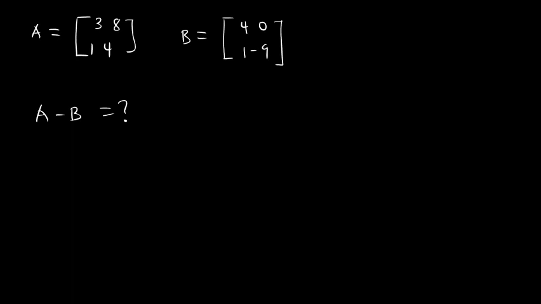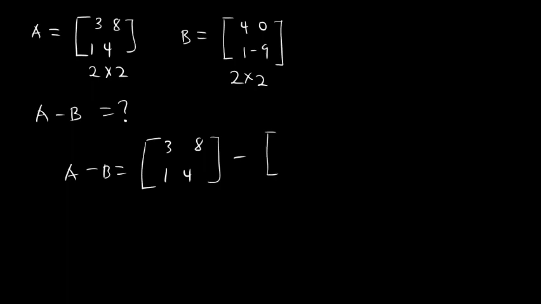To do this, we first have to check the dimensions of the two matrices. This matrix A is a 2 by 2 matrix. Matrix B is also a 2 by 2 matrix. Which tells us that they are compatible, so you can perform the subtraction. So let's do this. You're going to have A minus B equal to 3, 8, 1, 4, minus the matrix 4, 0, 1, minus 9.